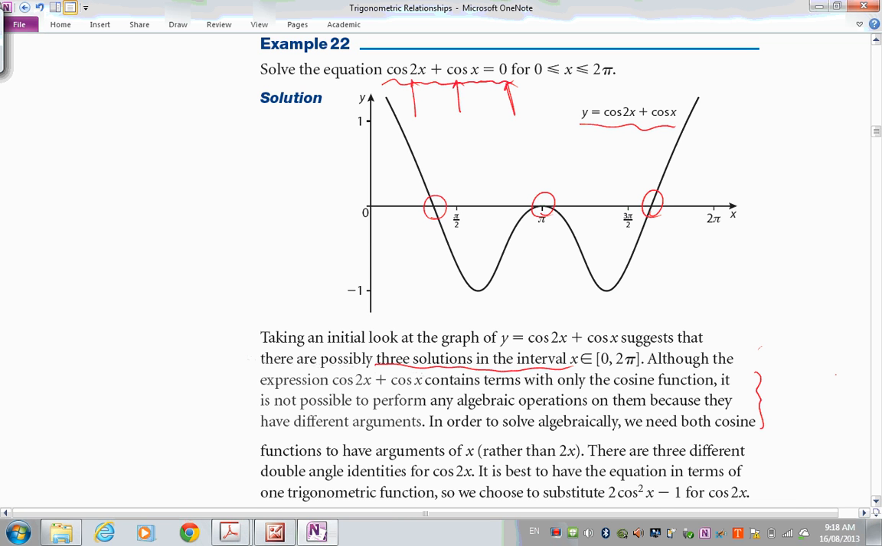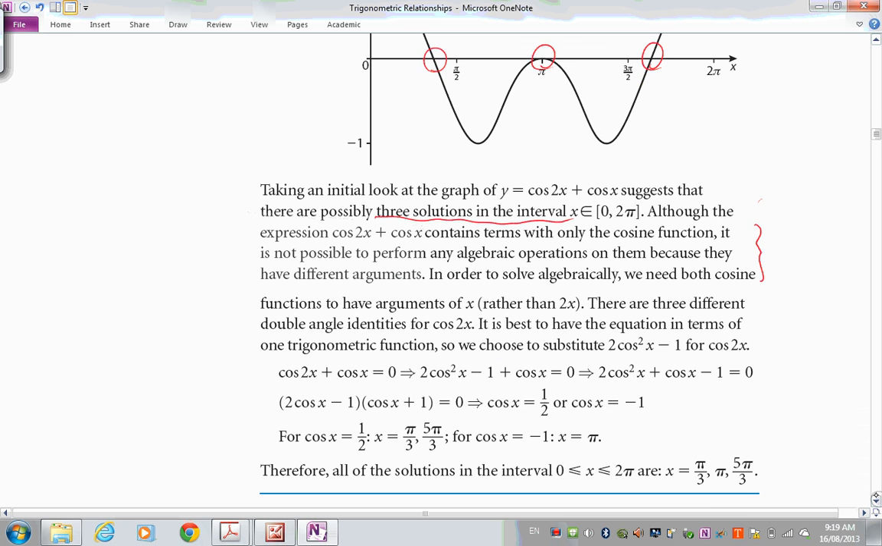Okay, so now what we want to do is change the function to just a function in cosine x, rather than cosine 2x and cosine x. So here there are 3 different double angle identities. What will you choose? Well, there we are. We have cos x, so we will change this so the whole thing has got coses in it. So 2 cos squared x, take 1 is what we'll put in for our cos 2x.